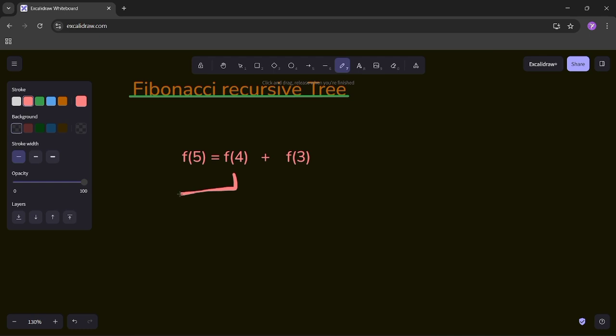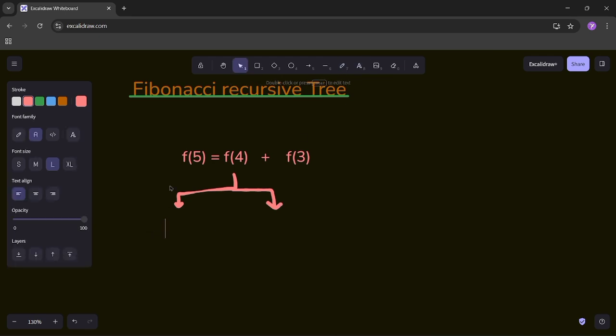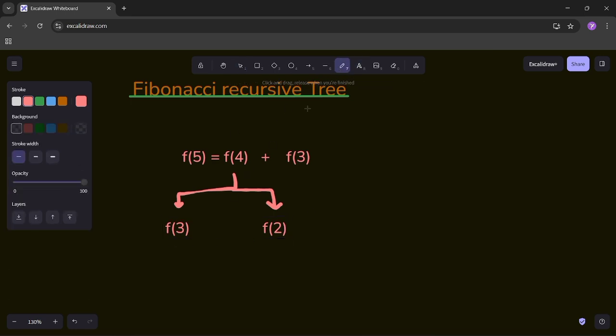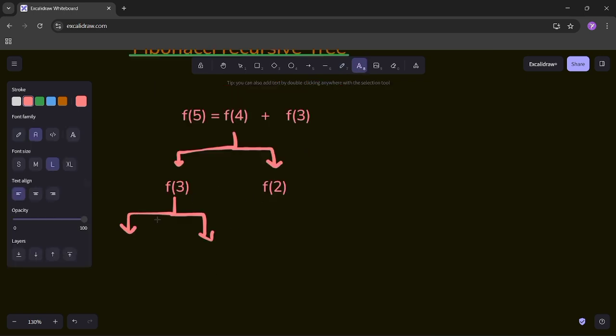So I'm going to break this down. Fibonacci of 4 is formed by adding Fibonacci of 3 and Fibonacci of 2, right? So I'm going to write here Fibonacci of 4 is formed by Fibonacci of 3 plus Fibonacci of 2. And now let's break this further. Fibonacci of 3 breaks down into Fibonacci of 2 plus Fibonacci of 1. So I'm going to write over here Fibonacci of 3 is Fibonacci of 2 plus Fibonacci of 1.